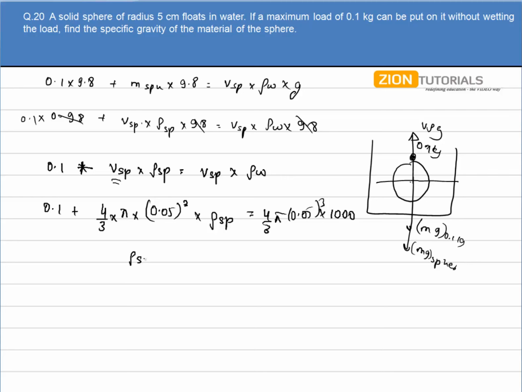You will get the value of rho of sphere as 800 kg per meter cube. Now we have to calculate the specific gravity of the material. So specific gravity of the material will be rho of sphere by rho of water, that is given by 800 by 1000, that is 0.8. That is the answer.